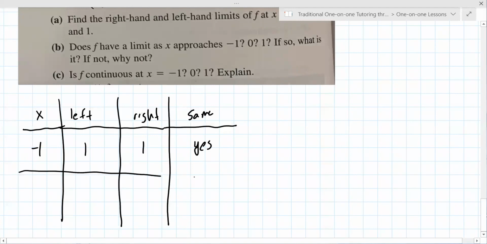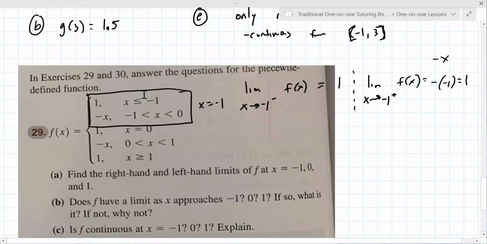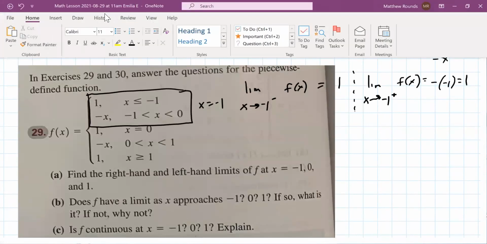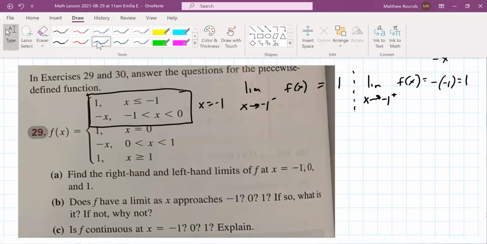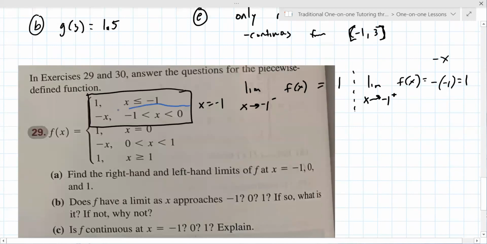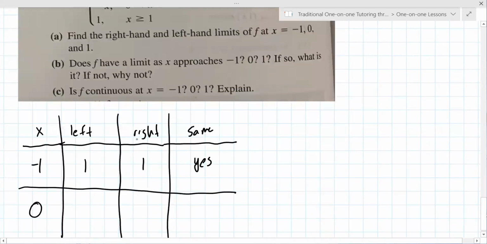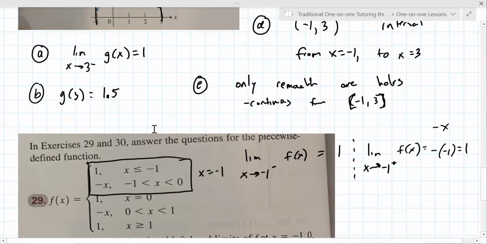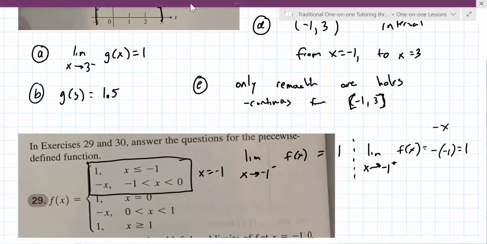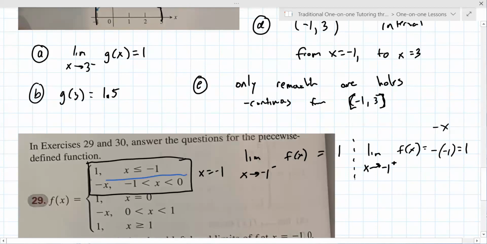Okay. So we'll now do it for 0. So we're going to go back up. For 0, I'm going to use a different color here. The different color will be blue. For 0, we're going to use these two. Oops, sorry, let me grab that color again. We're going to use this one and this one.